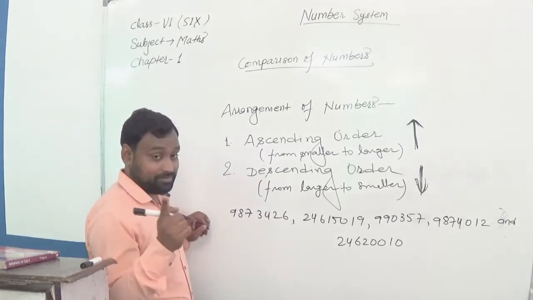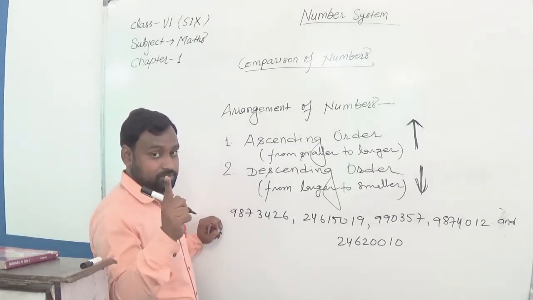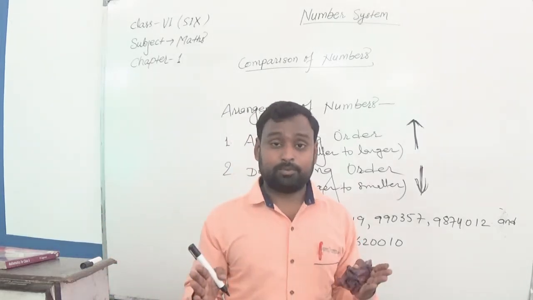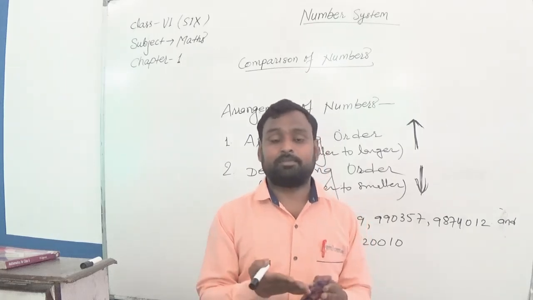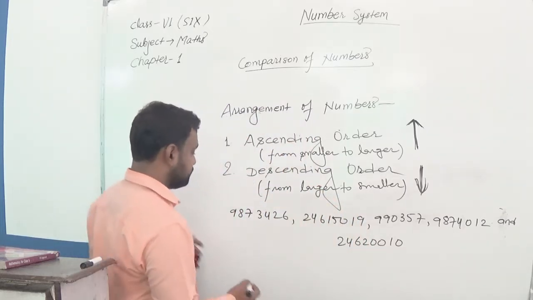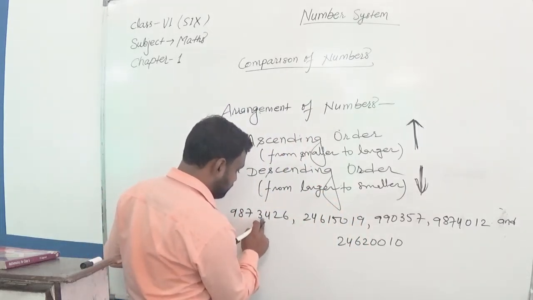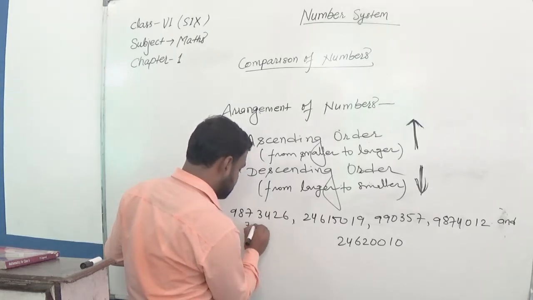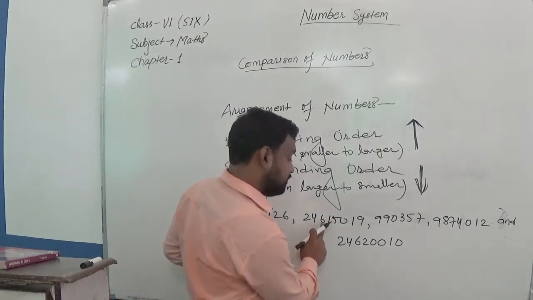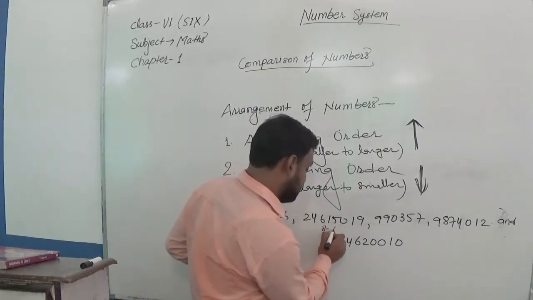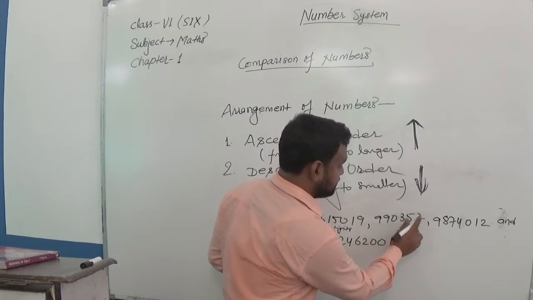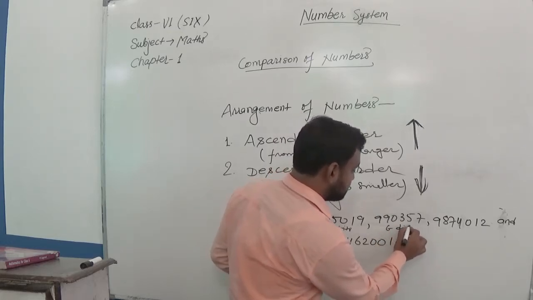First thing, what you have learned in comparison of numbers: counting the digits. Because we know very well the number with fewer digits is less than the number with a large number of digits. So count the digits, 1, 2, 3, 4, 5, 6, 7. It is of 7 digits. 1 to 8. It is of 8 digits. 1 to 6. It is of 6 digits.